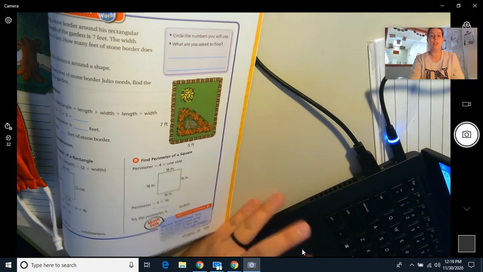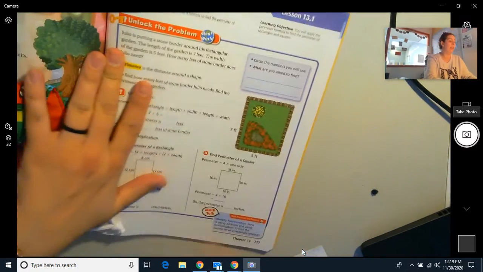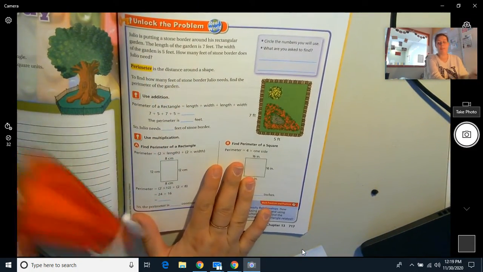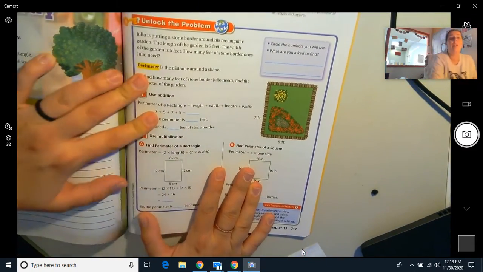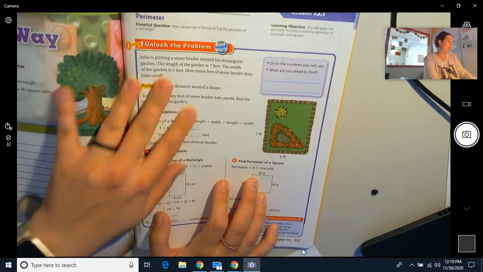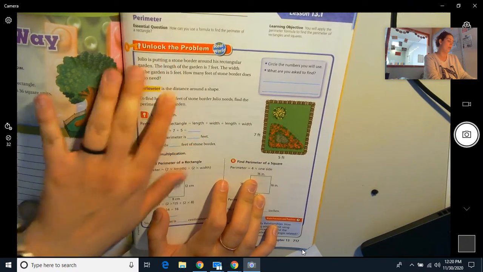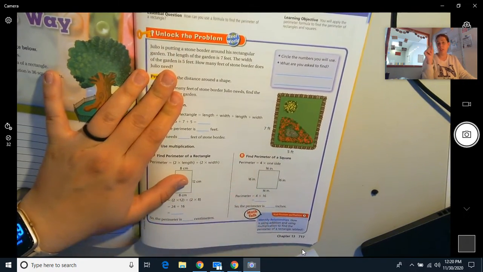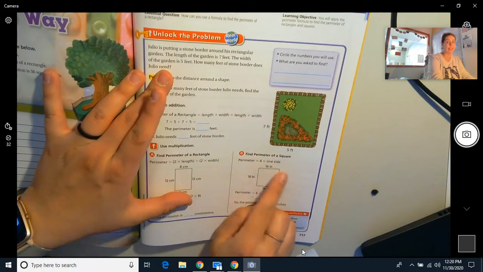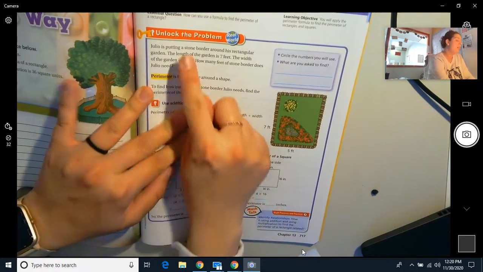Okay, so on page 717, we are going to be discussing and learning about perimeter today. An essential question: how can you use a formula to find the perimeter of a rectangle? Perimeter, as we will find out, is the sides of a shape, okay?